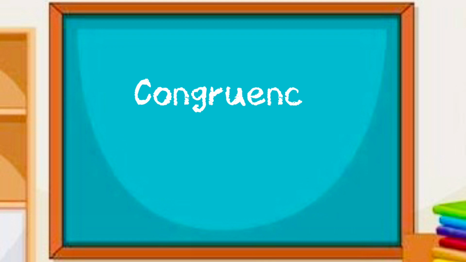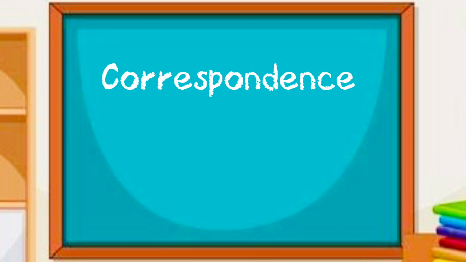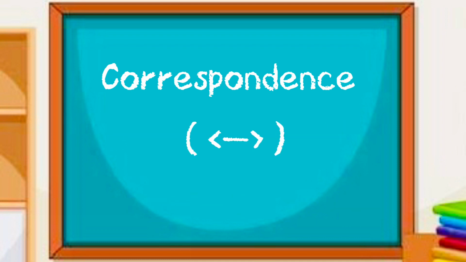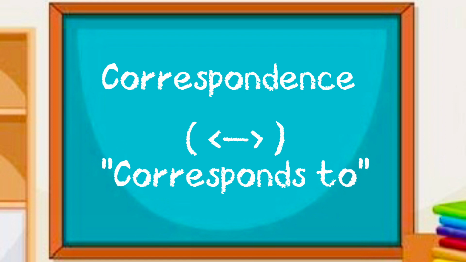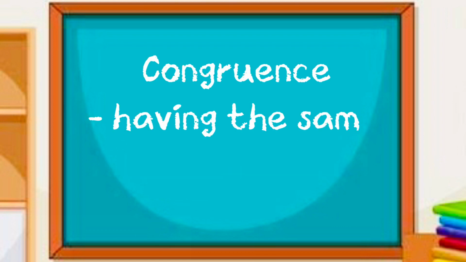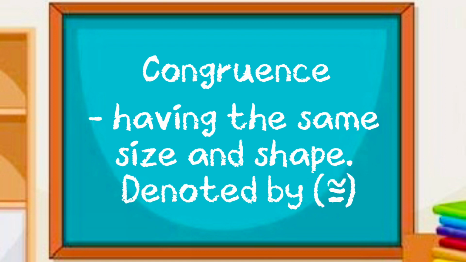But before that, let's have a short review about congruence and correspondence. Again, when we say correspondence, this simply means pairing and matching. This symbol is read as corresponds to. Next is congruence, which means having the same size and shape, and it is denoted by this symbol. The word congruent in figures means equal in every aspect, majorly in terms of shape and size.